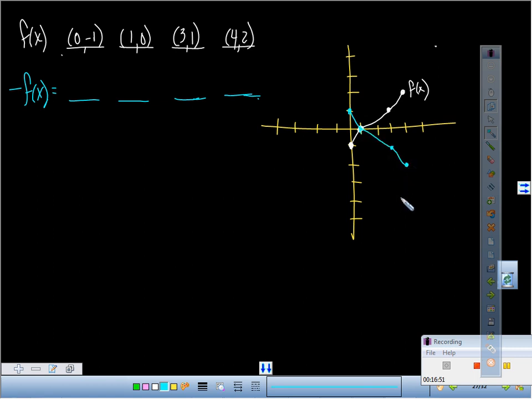Now, what if somebody wasn't a visual person? What if they said, I don't like all that mess, Miss Davis, I just want to use these points. What am I going to do? All you're going to do is put a negative on the y. So, 0. What's the opposite of negative 1? Nope.